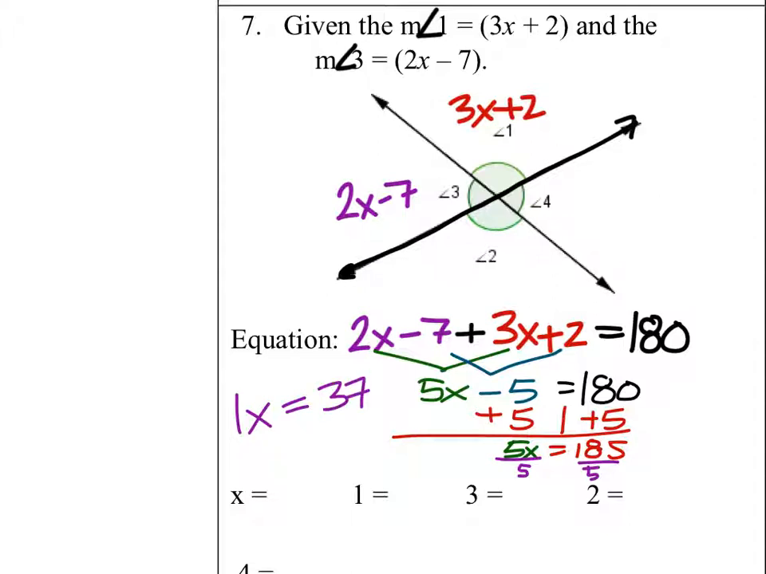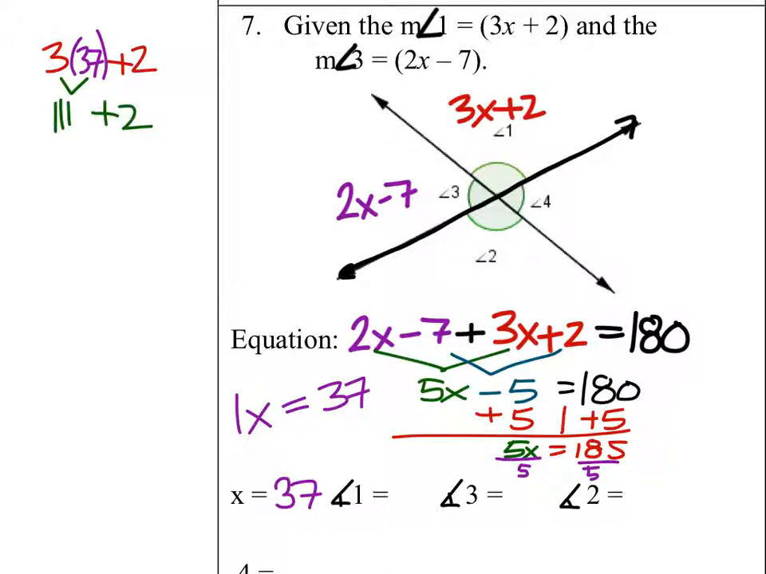Now this is not degrees because x is built into the angles. All right, so we got x, which is 37. Now this isn't a very good way to name angles, but we can call this angle 1, which we had as 3x plus 2. But we're replacing the x with the 37, which we found. 3 times 37, and now we can solve for angle 1. So 3 times 37, 111 plus 2, very good. 113, so angle 1 is 113 degrees.